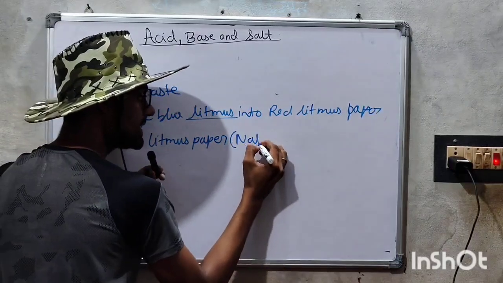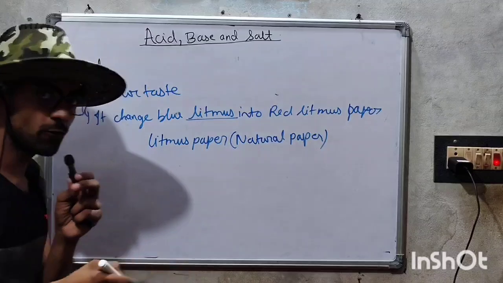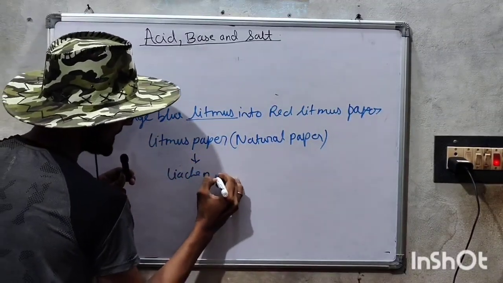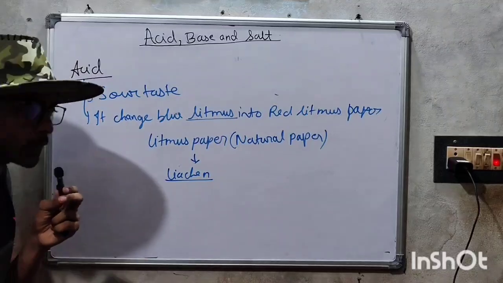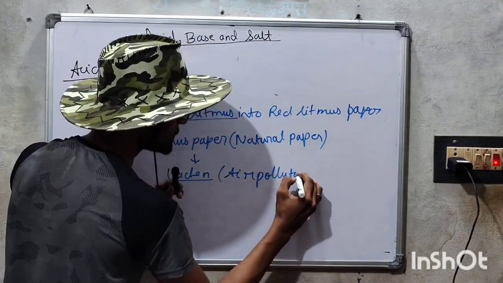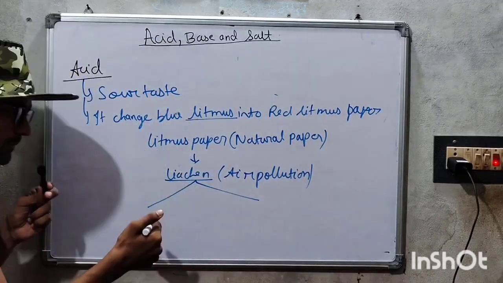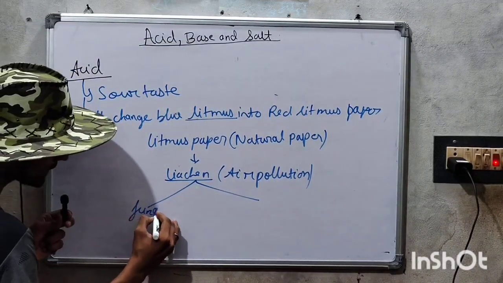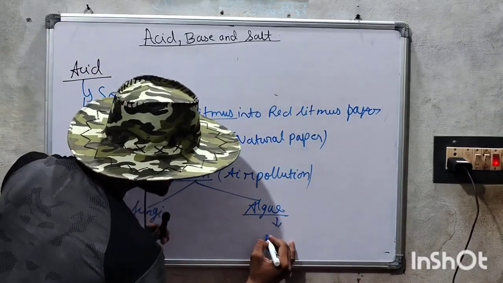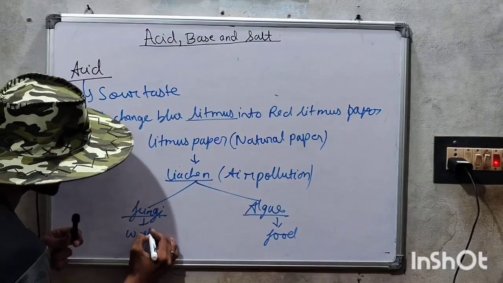Litmus paper is a natural paper which is made up of lichen. Lichen is an air pollution indicator. And it is further made up of two things: fungi and algae. Algae is the food maker, and the second one, fungi, gives water.